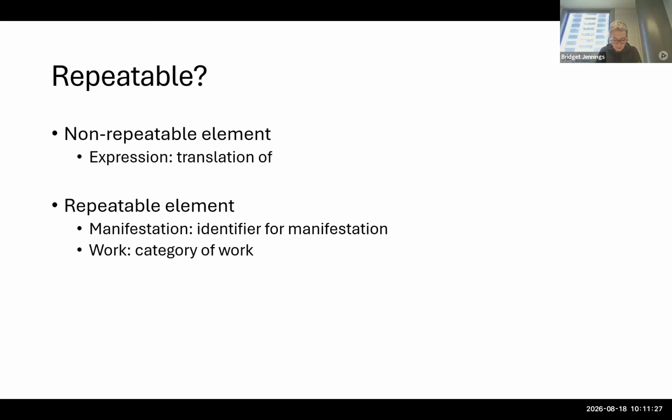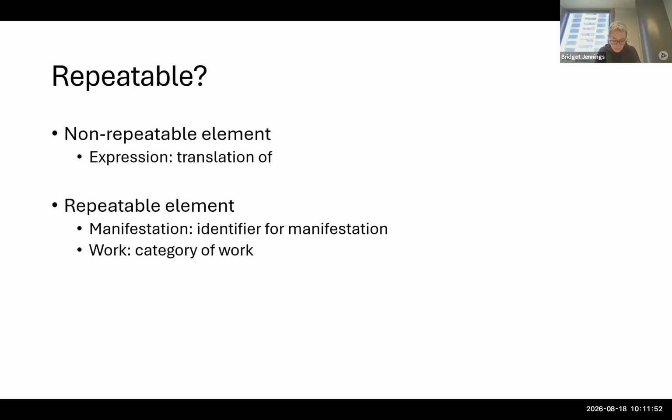So on to repeatableness. You should include in a map whether or not you can have more than one instance of an element in your description. We're already used to this. For example, the MARC manual includes information about whether a MARC field and subfield are repeatable.